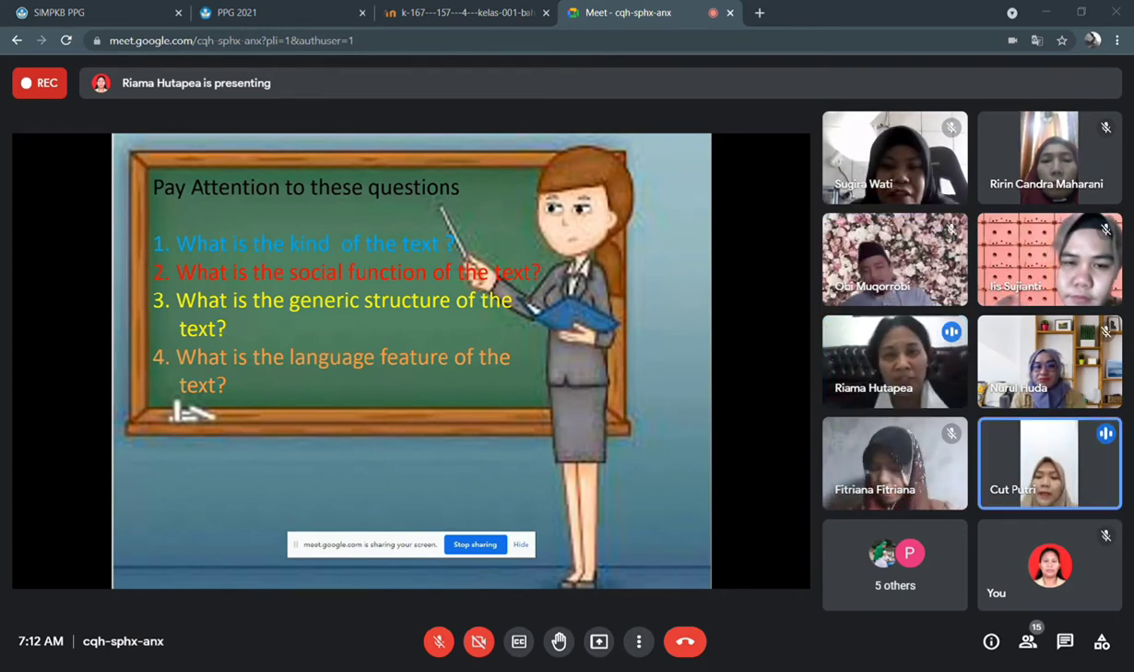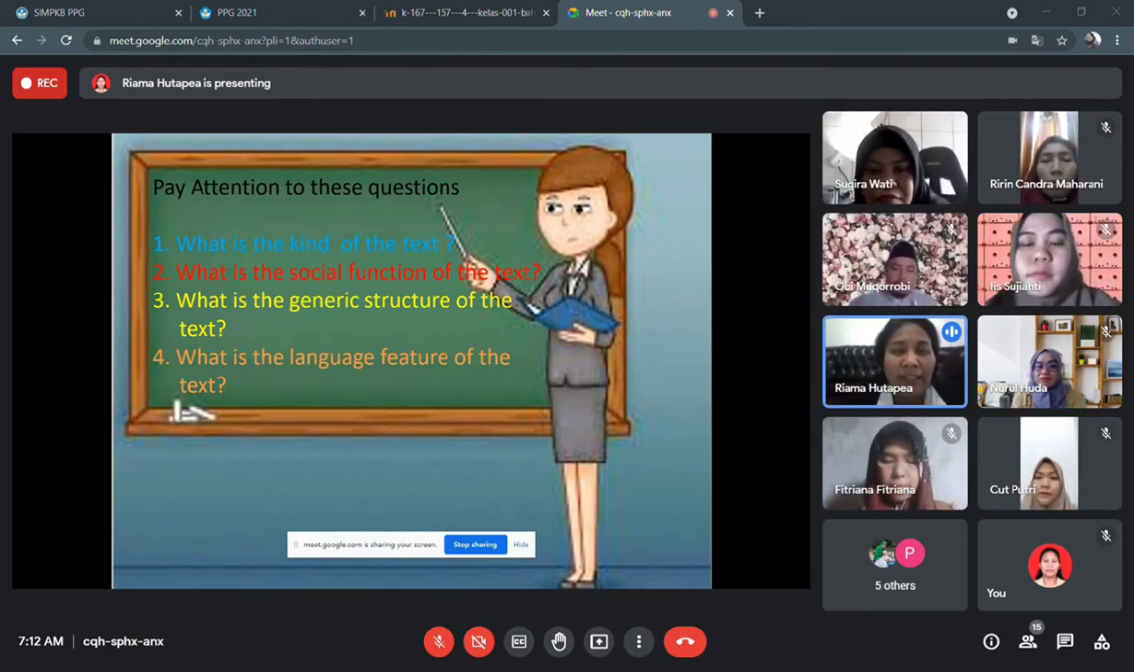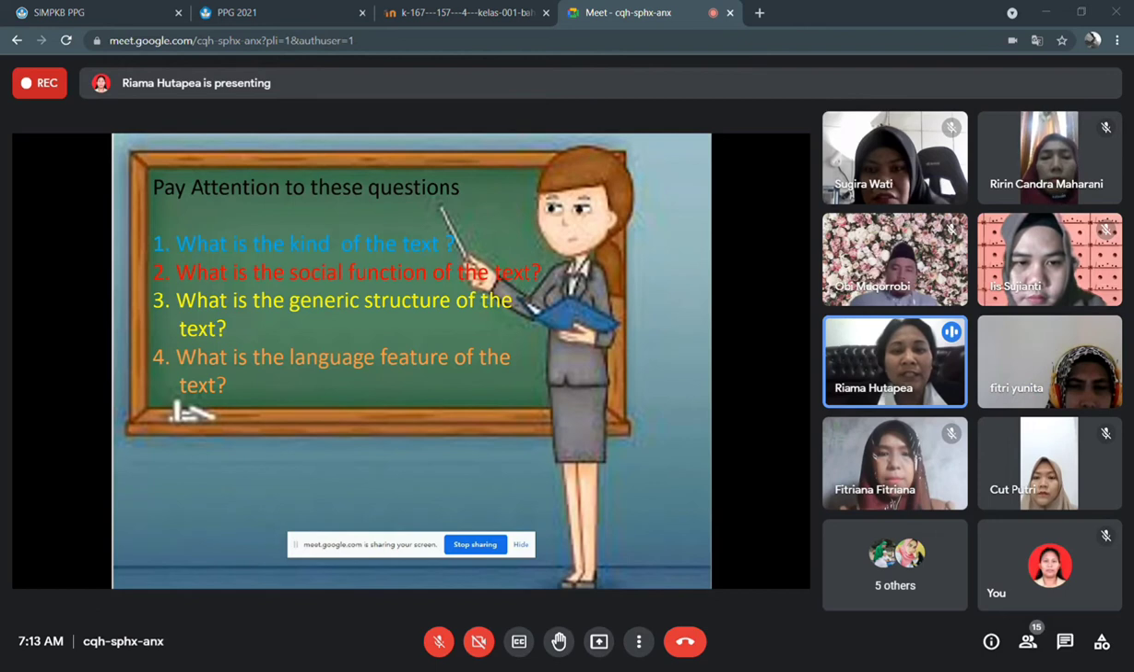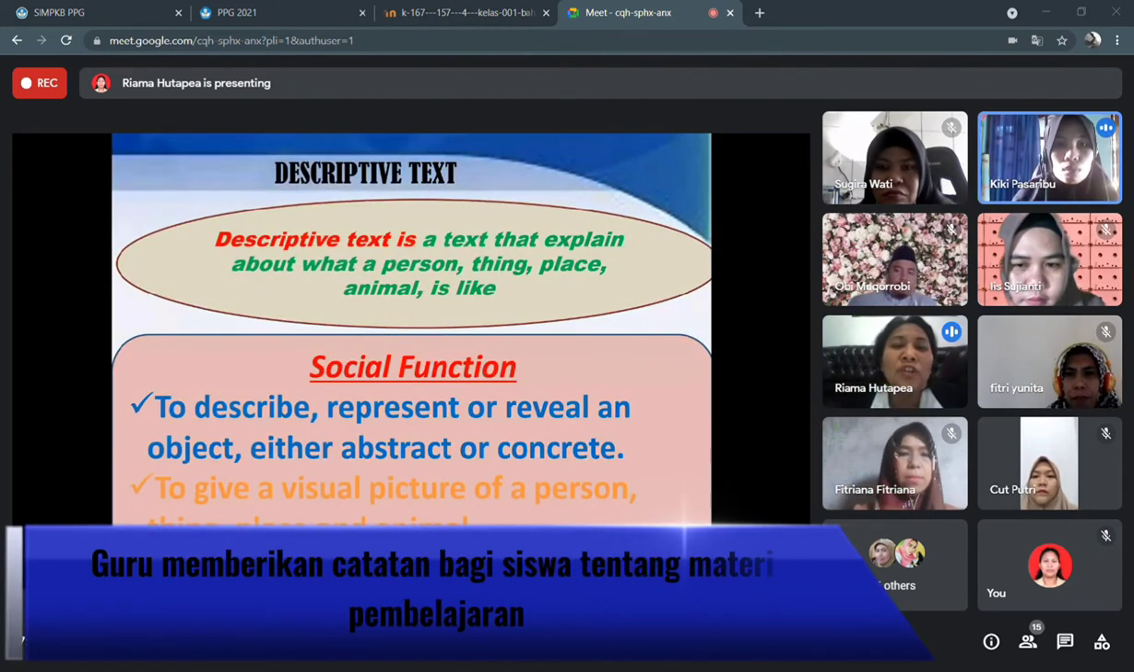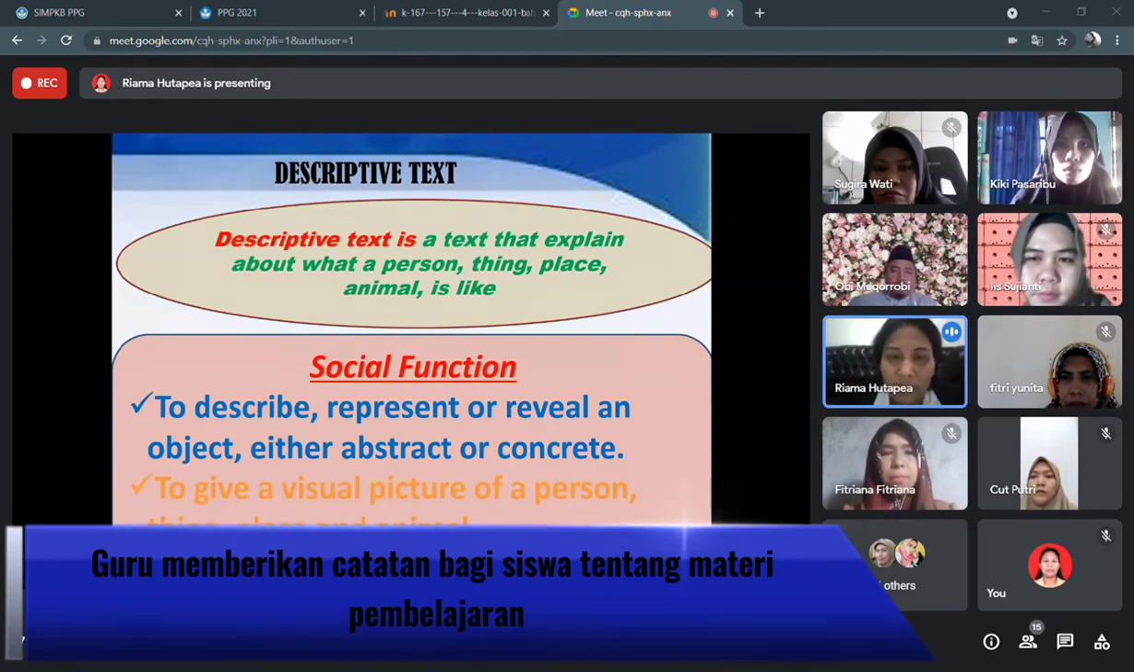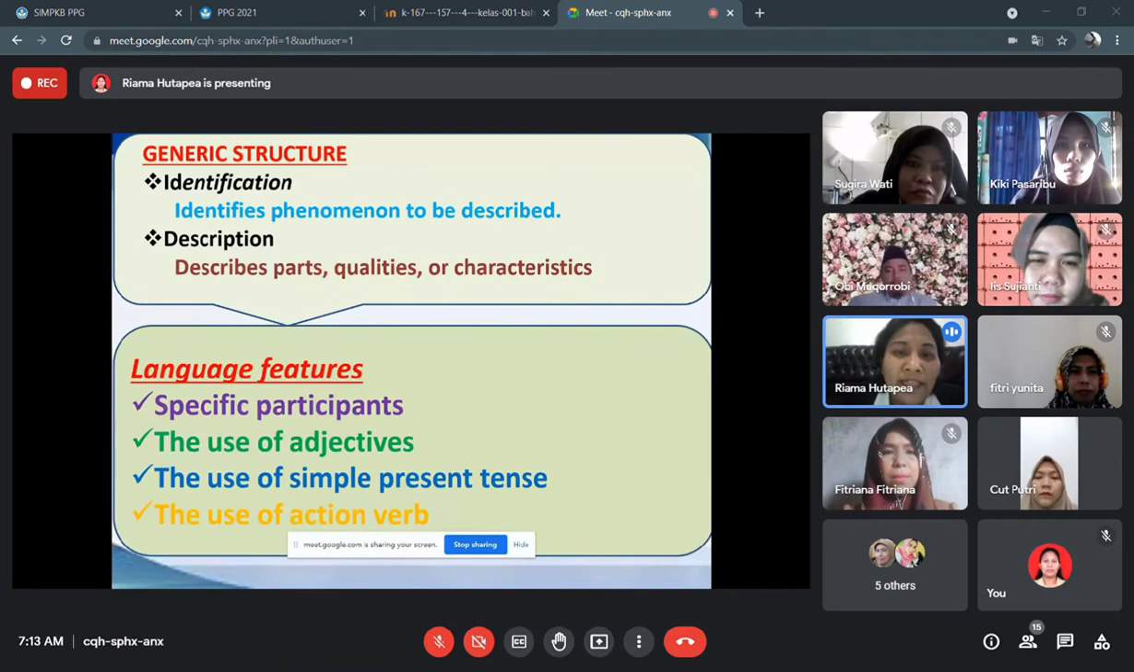I will give you the explanation about what the descriptive text is, what the social function is, what the generic structure is, and what the language feature is. This is the explanation, yeah? Ini artinya. Then write in your notebook. Kamu bisa menuliskan ini di buku catatan kamu. Ini materi kita. Have you written this, students?